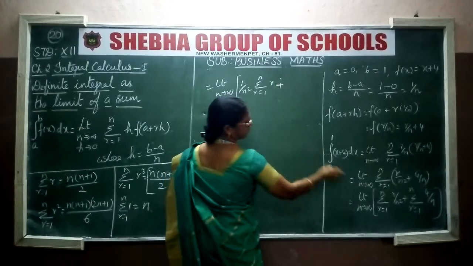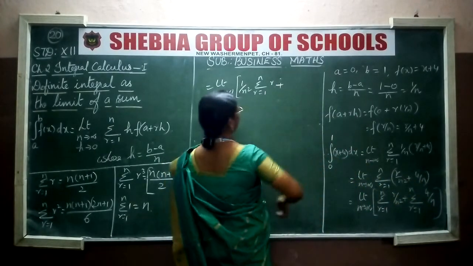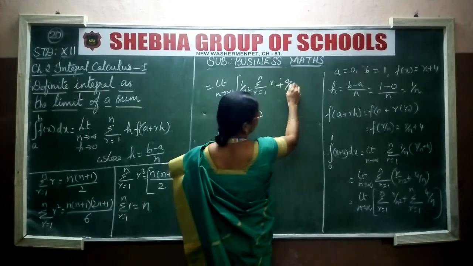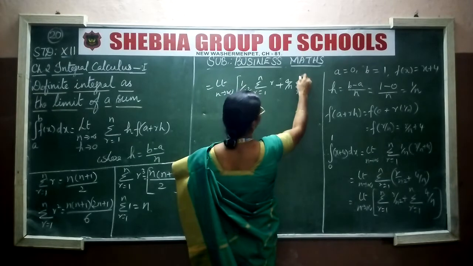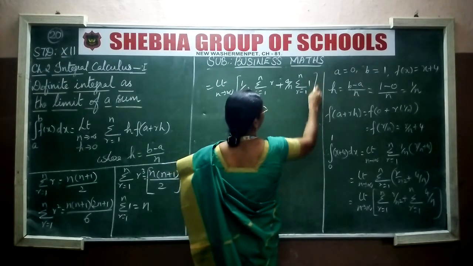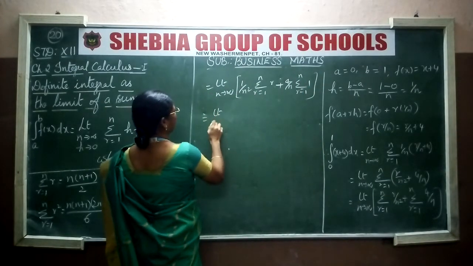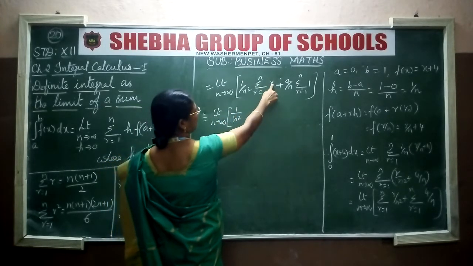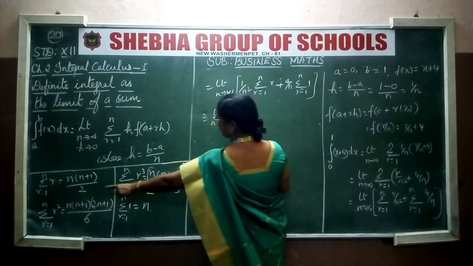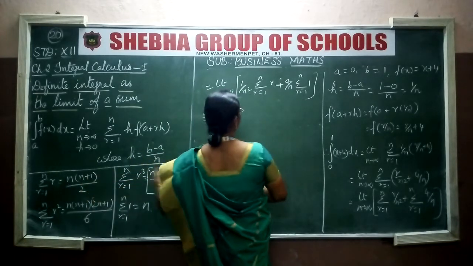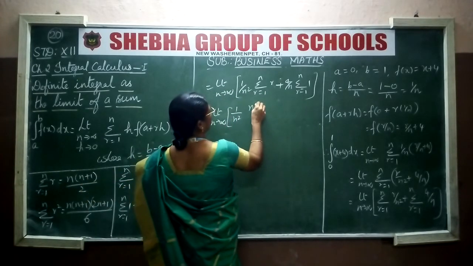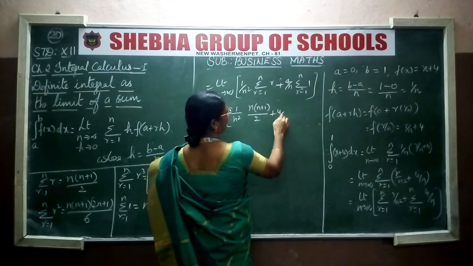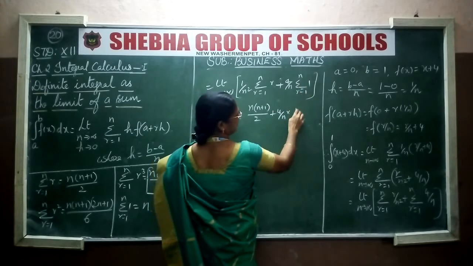Similarly here 4 by n is independent of r. Take it outside, we get 4 by n into sigma r equal to 1 to n 1, is equal to limit n tends to infinity, 1 by n square into sigma r, is what? Sigma r is n into n plus 1 by 2. Using this here we get n into n plus 1 by 2, plus 4 by n into sigma 1, which is n.